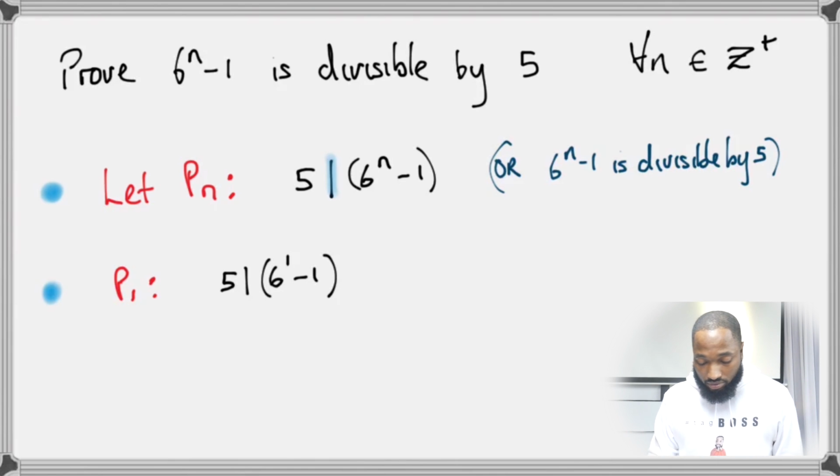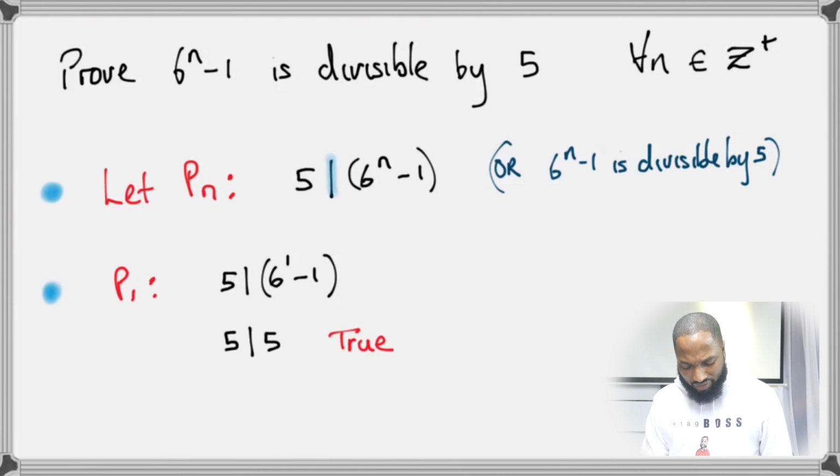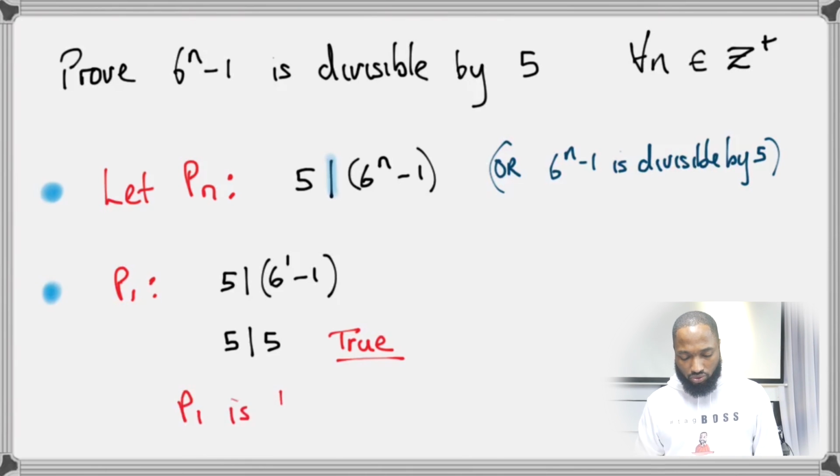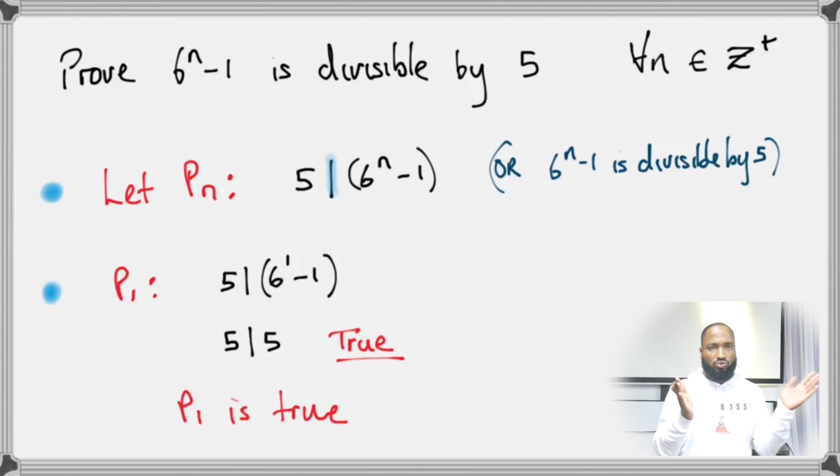All right. So this actually works out to be 5 on both sides. 5 into 5 is 1, so this is true. The statement is true. P1 is true. The statement is true for n equal to 1, however you want to write it.